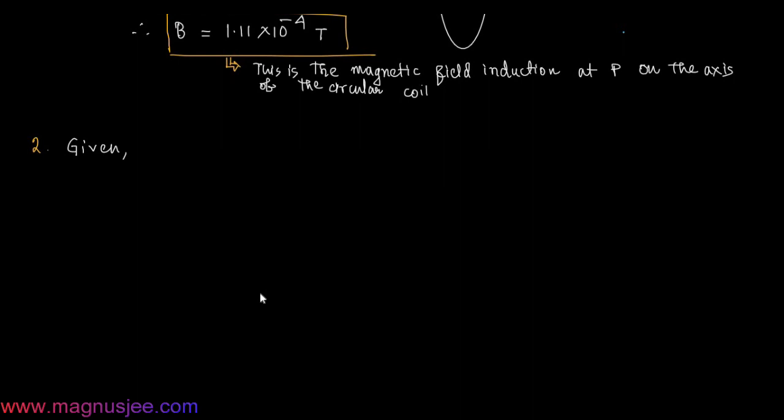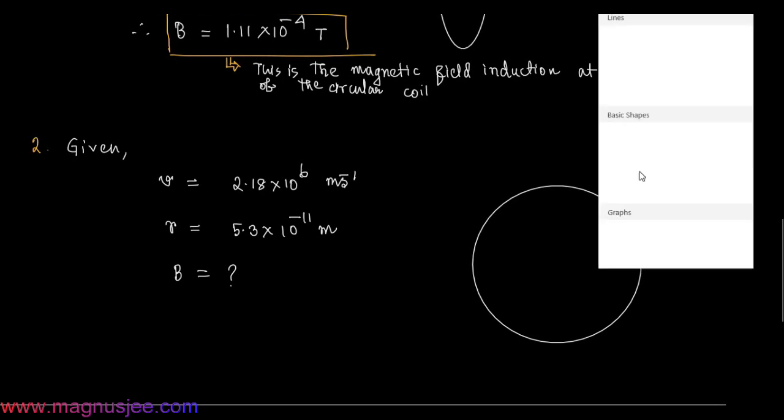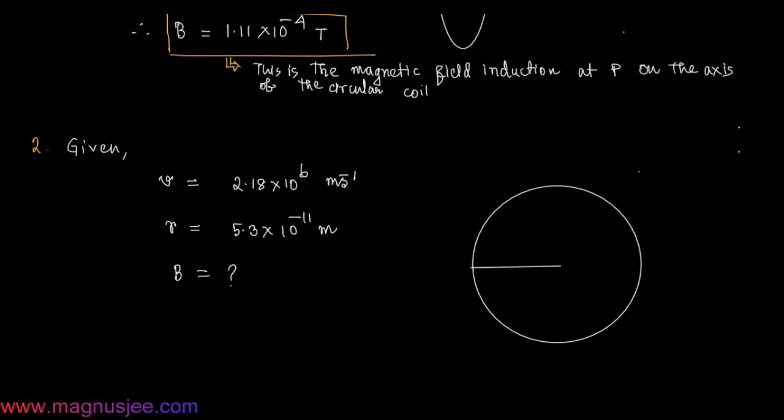According to numerical number 2, the velocity of electron is given, which is 2.18 into 10 to the power 6 meter per second. Radius of the circular orbit is 5.3 into 10 to the power minus 11 meter. We have to find the magnetic flux density or field induction at the center of the circular path.